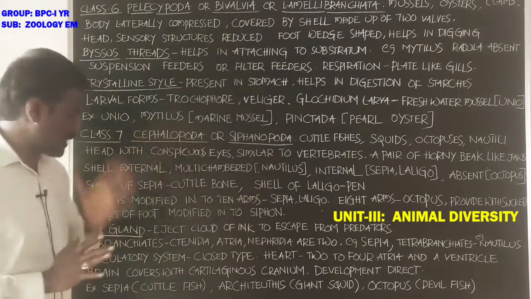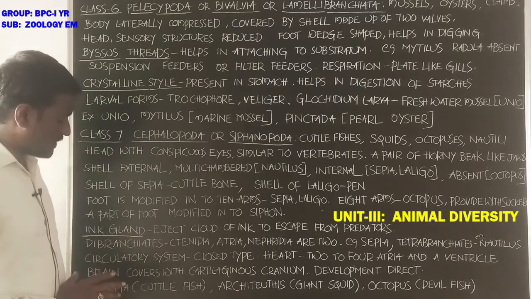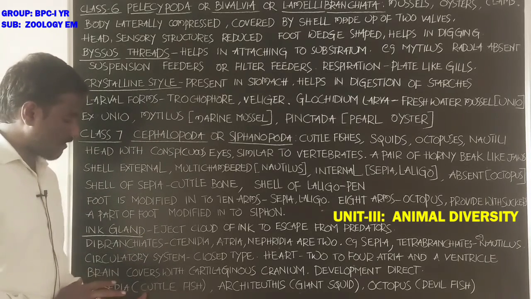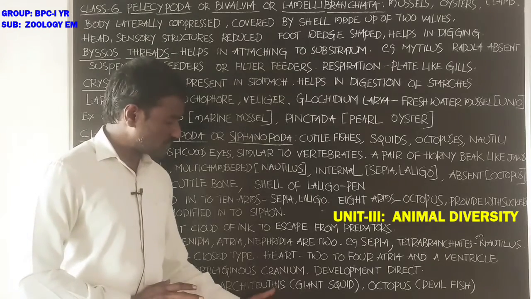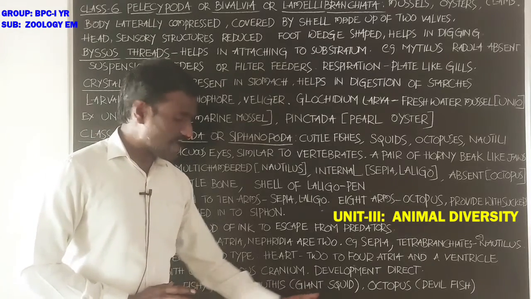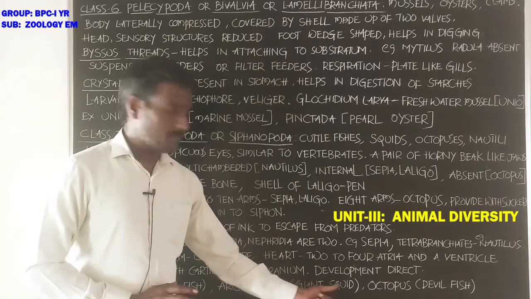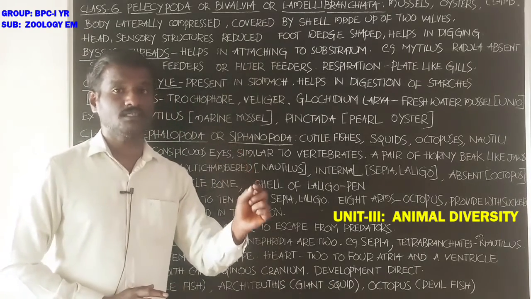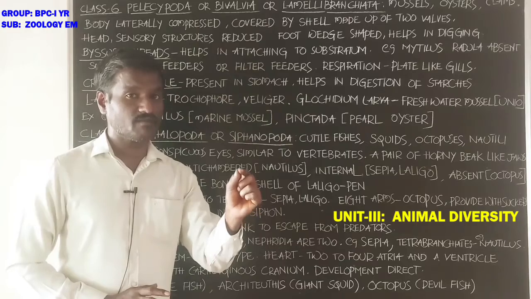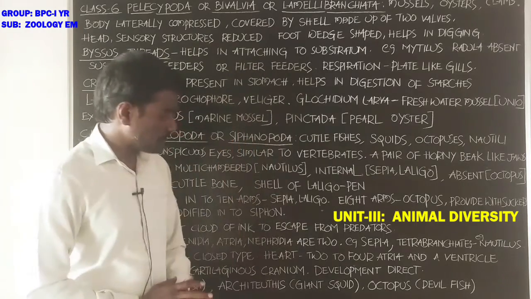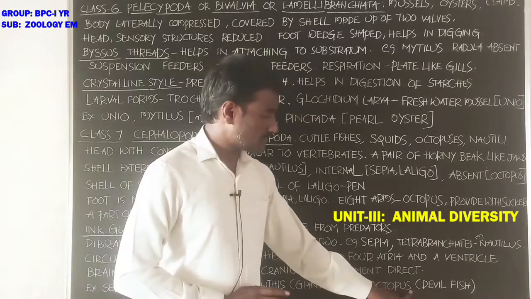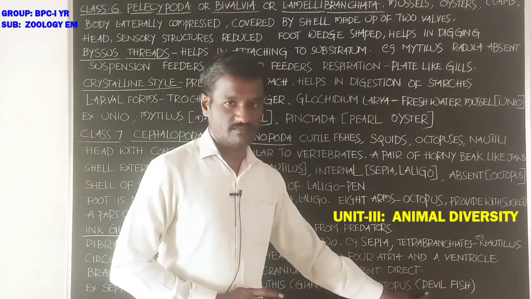Next examples: Sepia, common name cuttlefish. Architeuthis, common name giant squid, the largest invertebrate in the animal kingdom. Next, octopus, common name devilfish.